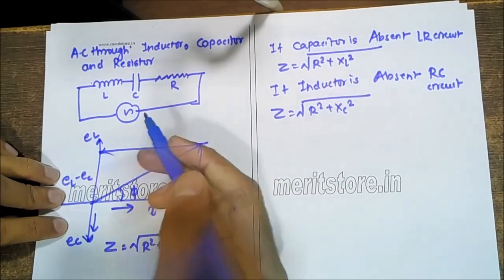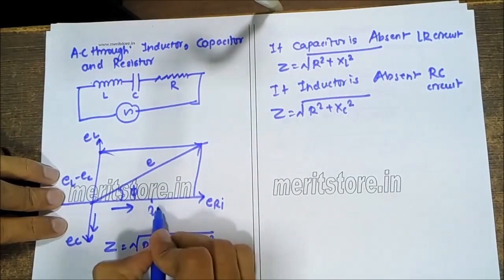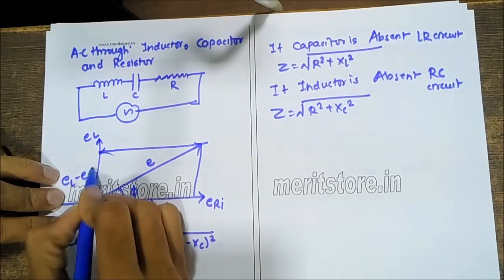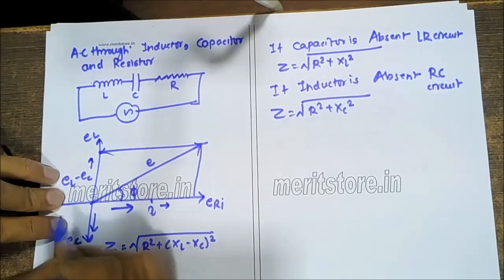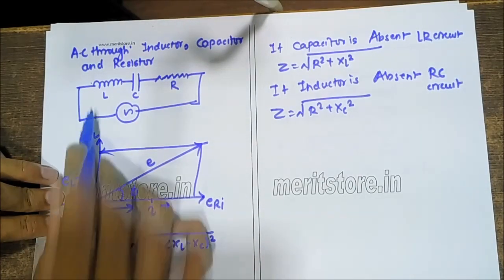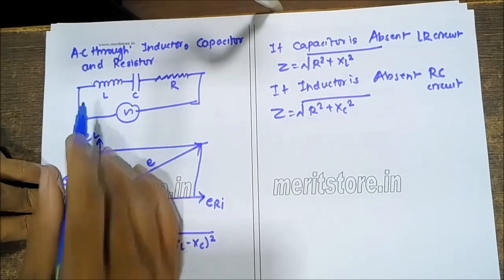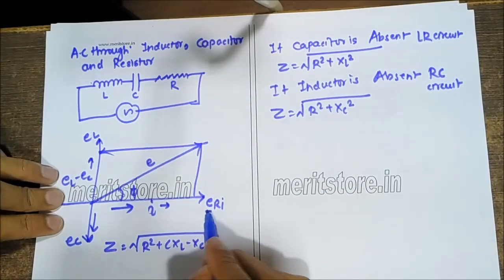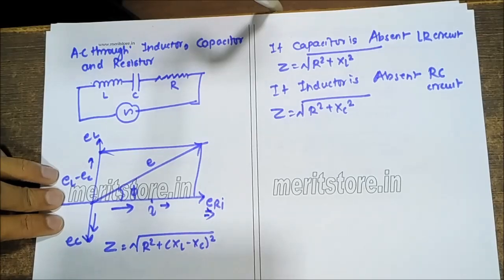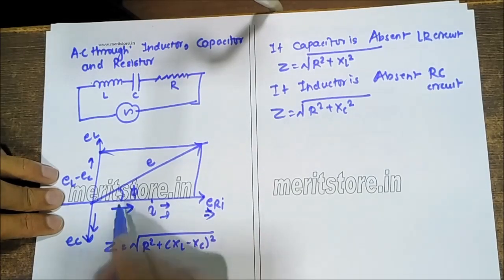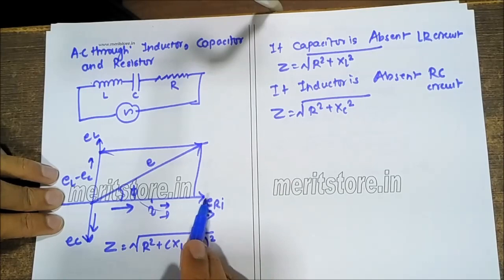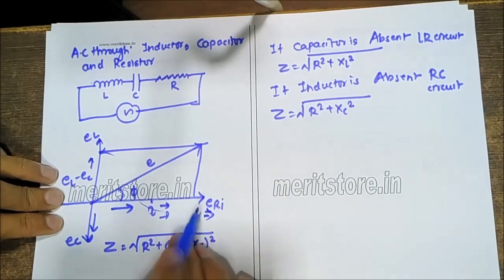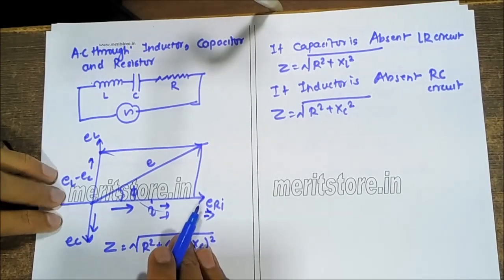Next, whenever we have an inductor, the EMF leads and the current lags behind. That is why the EMF leading is shown going upwards by 90 degrees, while the capacitor is in the negative direction. For the resistance, the EMF and the current are in phase with each other, so both go in the positive direction together.